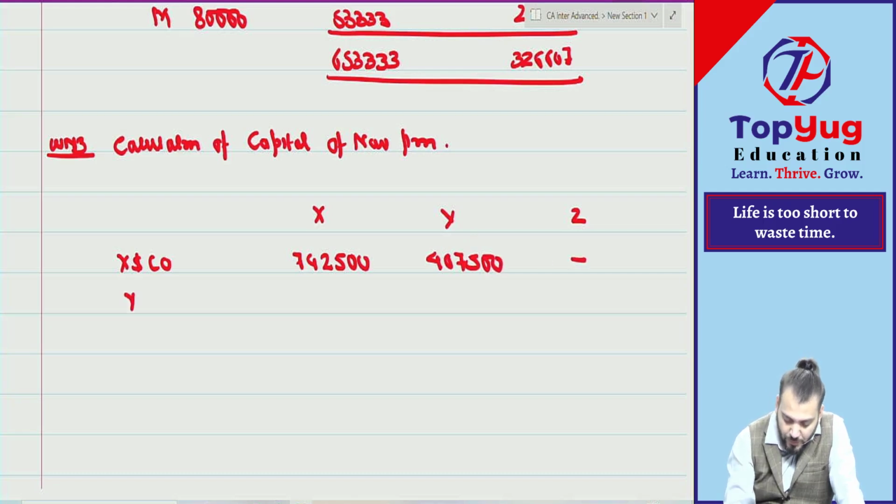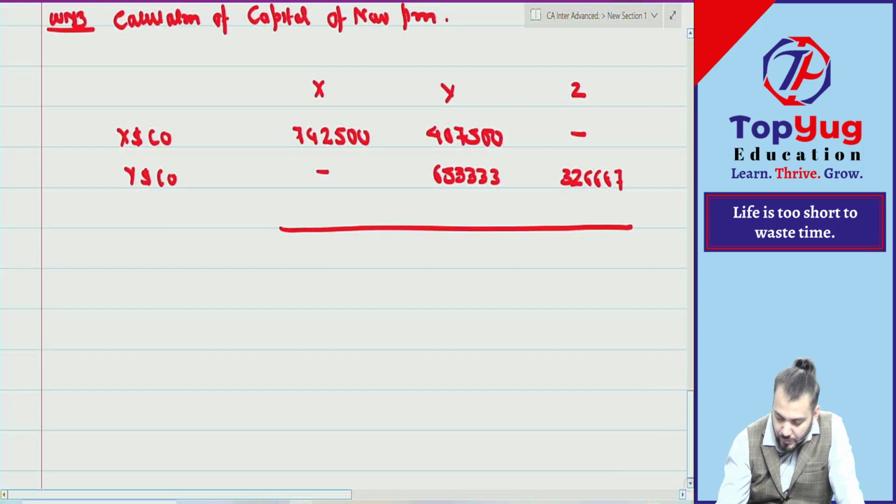4,07,500. Y and company 6,53,333. Total 7,42,500. 10 lakh.